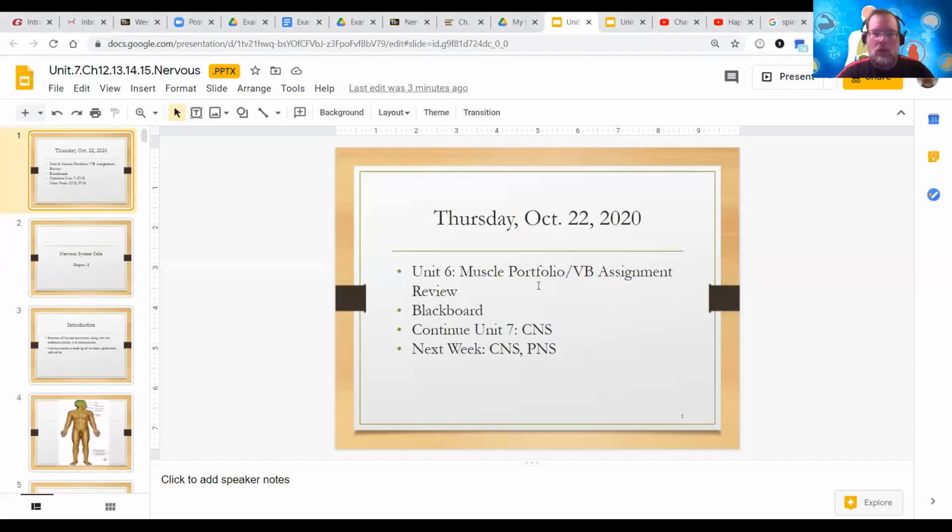All right. So, okay, the first thing we're going to do is go through Unit 6, the muscle portfolio. I don't know where you guys are on that, but I do want to go through.